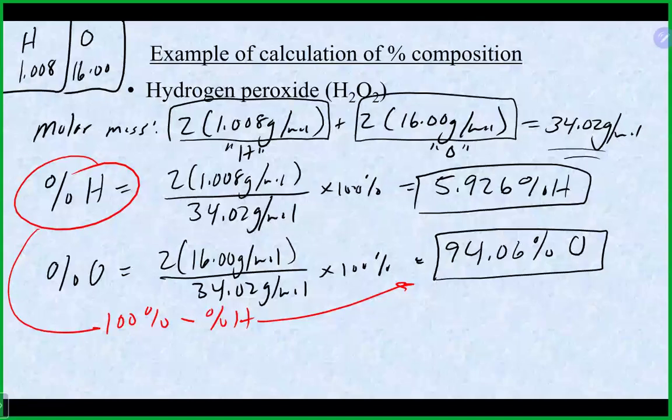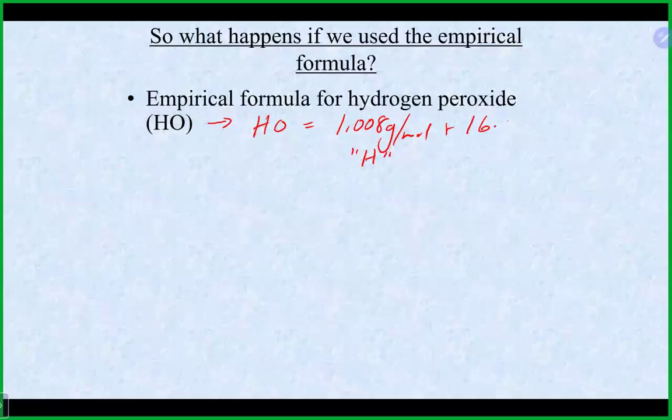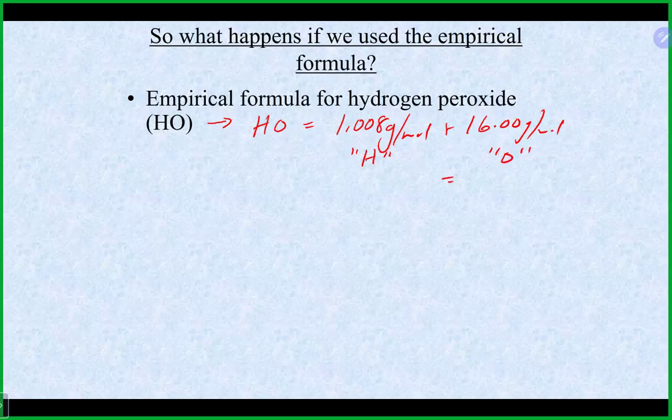Now, as we saw earlier, this is the molecular formula of hydrogen peroxide. And if we look at the empirical formula for hydrogen peroxide, which is HO, what do we end up with in terms of our percentages? If we take a look at this, we would now want the molar mass of HO, and that's going to be 1.008 for our hydrogen, plus 16 for our oxygen. And that's going to get us 17.008.